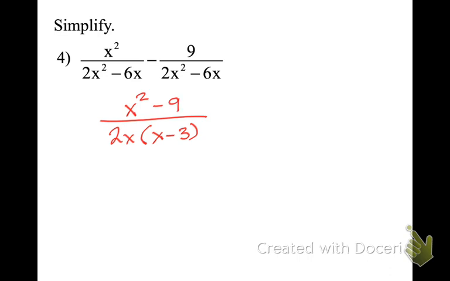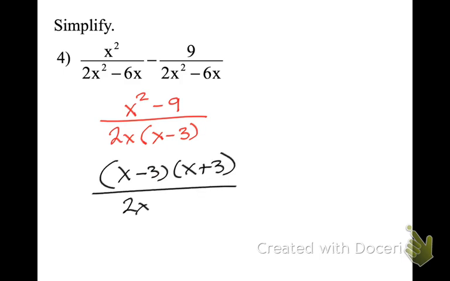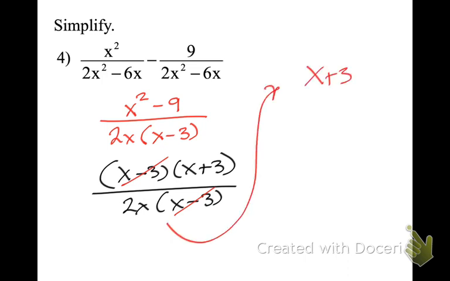Can I factor the numerator? Kaylin. You can factor the numerator to x minus 3 times the quantity of x plus 3. And then we have 2x times x minus 3. So I'm left with x plus 3 over 2x.